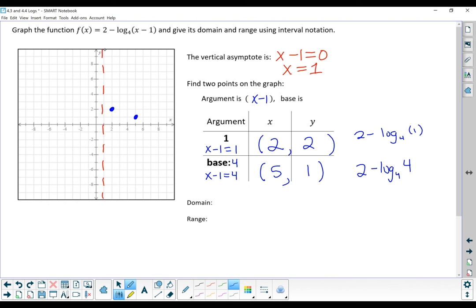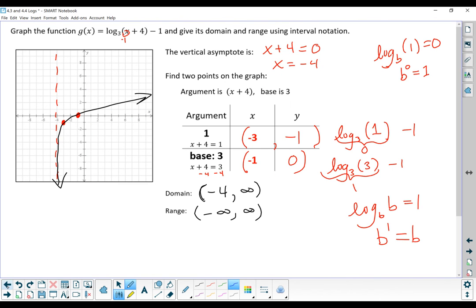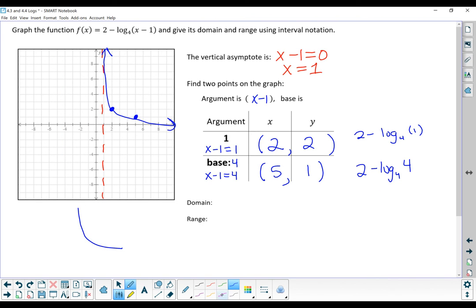So if we clicked on our graph button in ALEKS, it would sketch a graph something like this. So this log you might have noticed is different than the last one. The last one sort of went up and over. This one is coming down and over. And that is correct. It's because this log has been reflected with that negative sign there. So it is that shape because of the reflection. So the domain is still from the asymptote to infinity, and the range is still negative infinity to positive infinity.